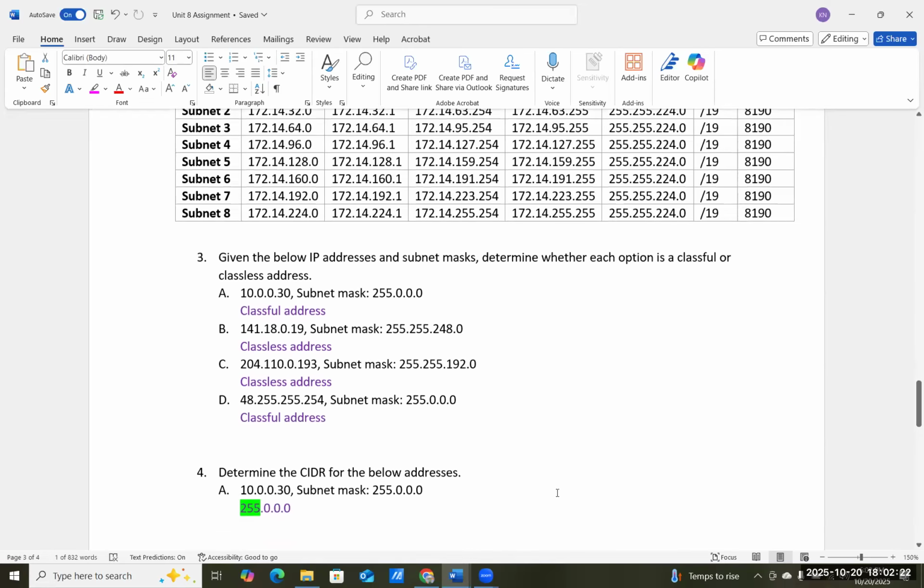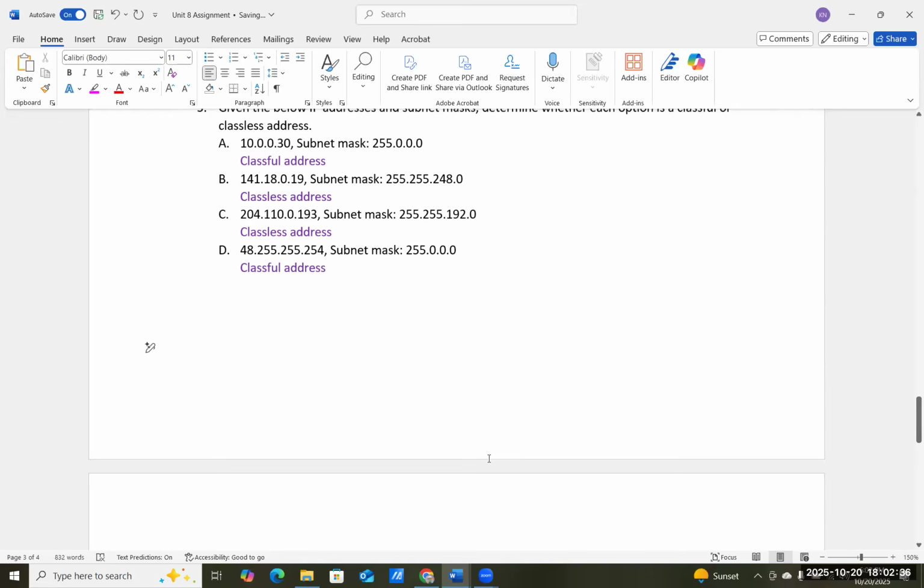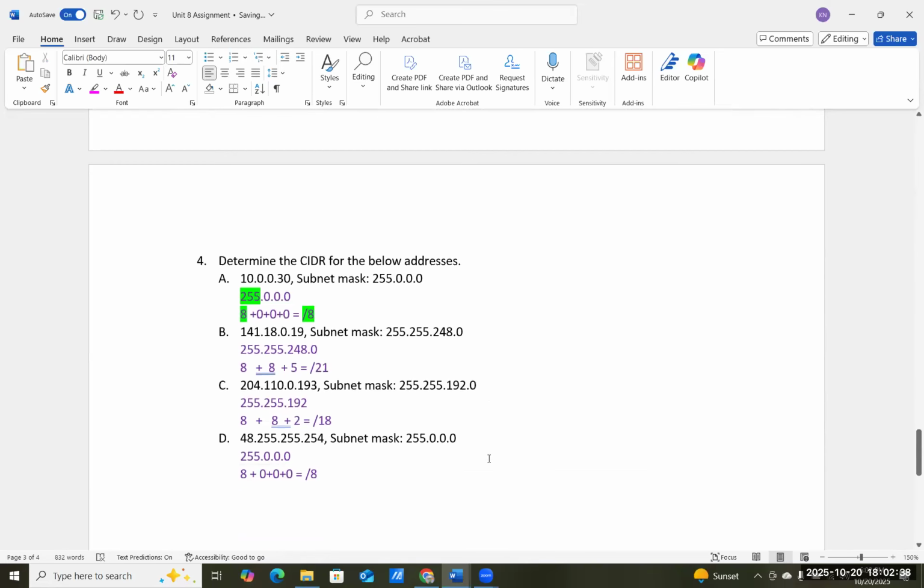Okay, next question, number 4. Any questions regarding 3 or the prior exercise? No? Okay. So all those subnets would have the same subnet mask. Yeah, because those 8 subnets were created with that subnet mask. Okay. Yeah, with the CIDR.